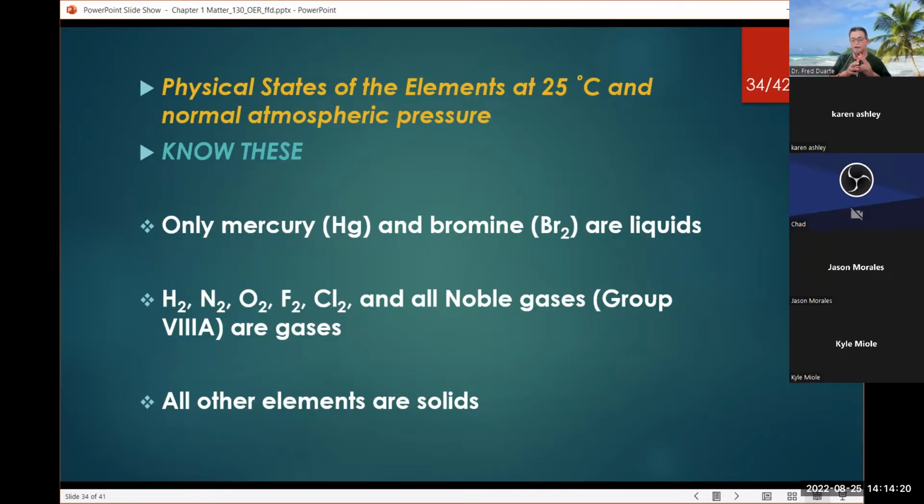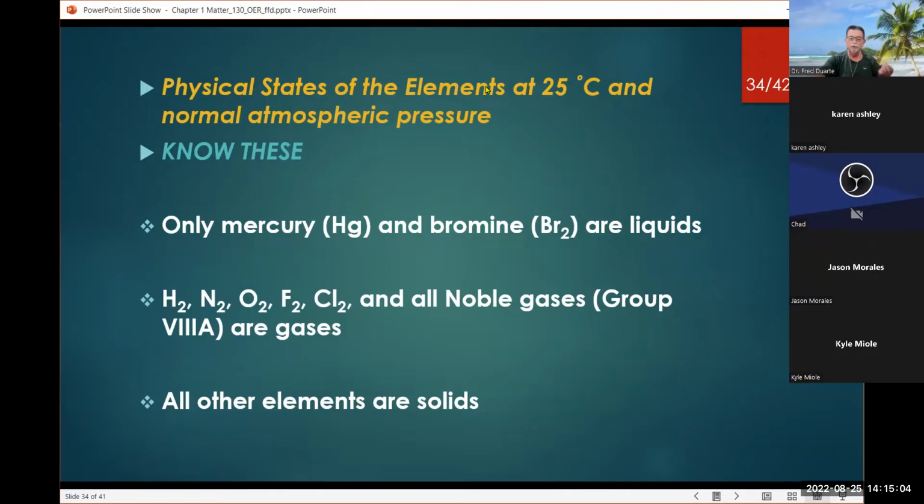Of the 118 elements, only 2 of them are liquids, specifically mercury, which is a metal, and Br2, which is a diatomic element, which is bromine, okay? Now, we have approximately 12 elements that are gases, specifically H2, which is hydrogen, N2, which is nitrogen, O2, which is oxygen, F2, which is fluorine, and Cl2, which is chlorine.